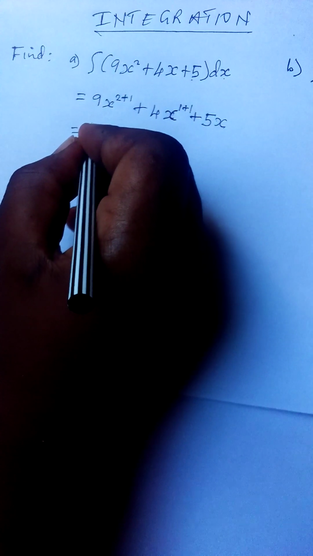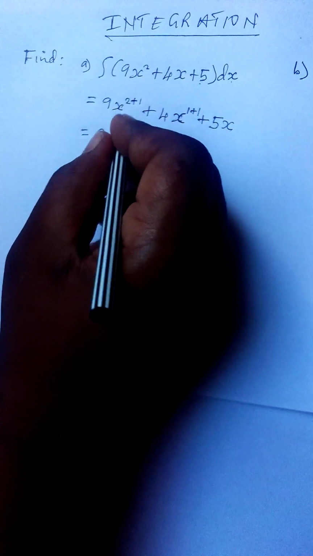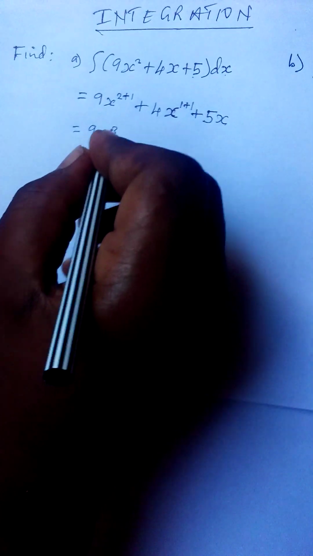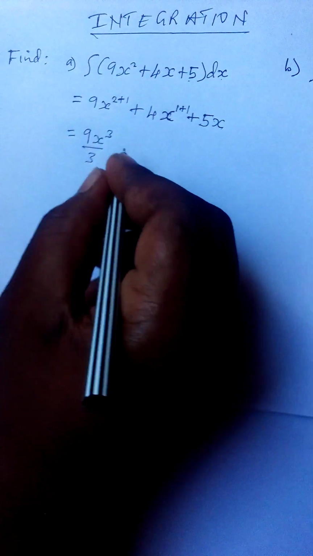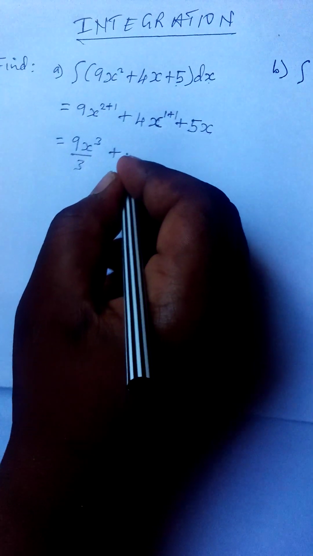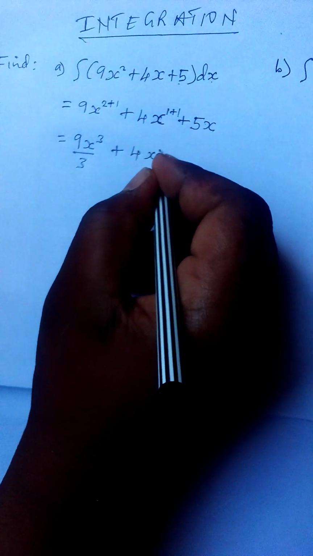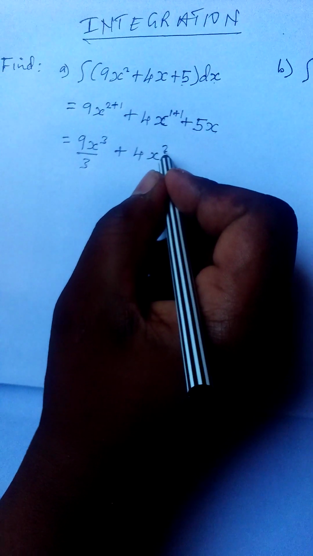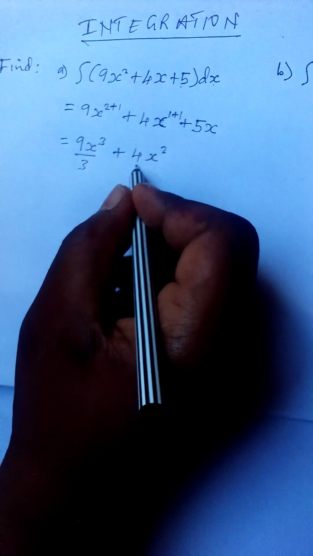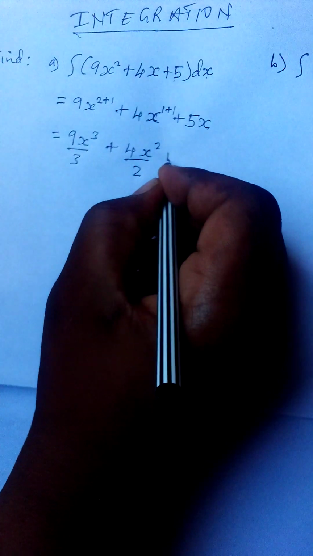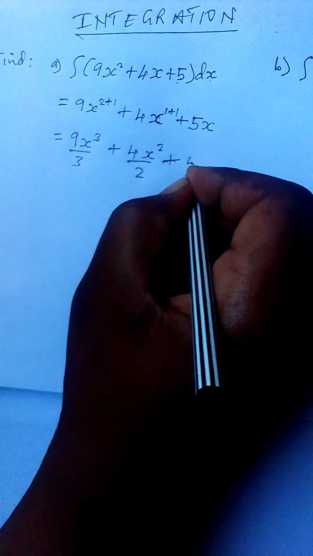Then from there, equals, we are going to say 9x to the power 3, since 2 plus 1 is 3. That new power that we have, we are going to divide by, over 3, plus 4x to the power 1 plus 1 is 2. That new power we are going to put over 2, plus 5x.